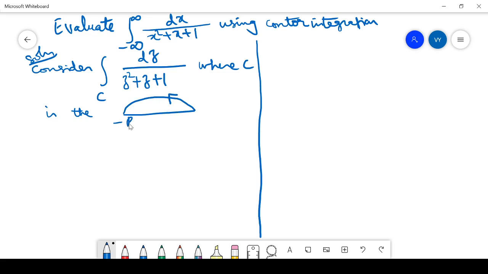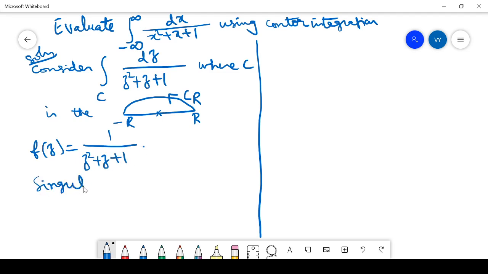Here I'll have minus R to plus R, radius R, and I call the curved portion CR. So when I evaluate this integral, I will have the value of the given integral. But I have to make a slight adjustment at the end, which we will do. So now I will first take f of z as 1 divided by z squared plus z plus 1.